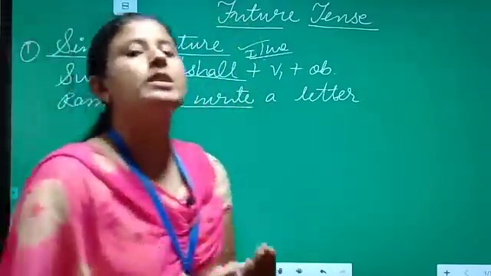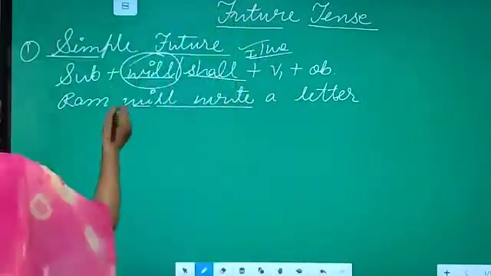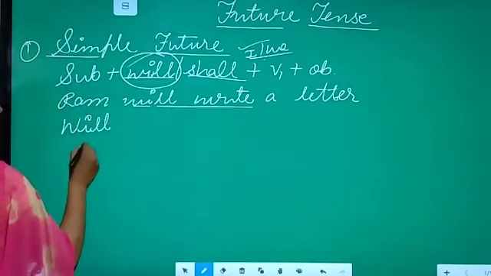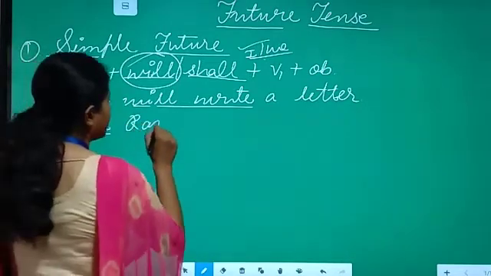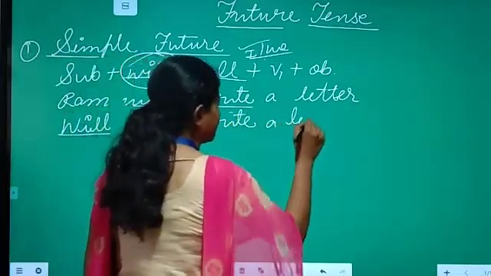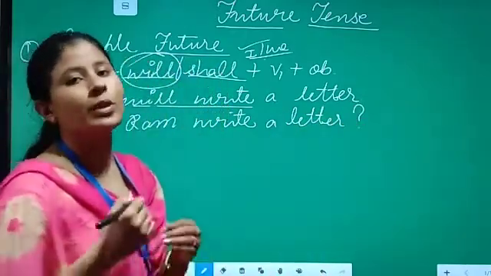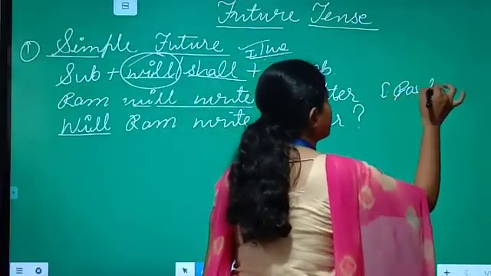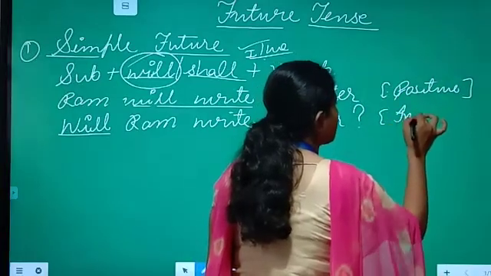If you want to change it into interrogative, what you need to do, you all know that you will change the place of subject. Now the helping verb will be at first. Will Ram write a letter? And because it is interrogative, we will insert a question mark. You can see that this is the positive sentence. This is the interrogative sentence.